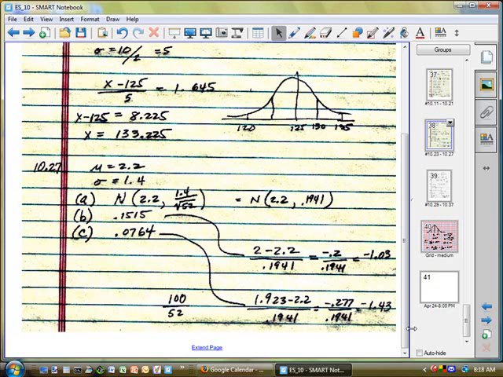Negative 1.43, I show as 7.64%. Did they say less or greater? Yeah, fewer. So we're okay. 7.64%. So I didn't write the answer down, but we were right on the verge of it there.